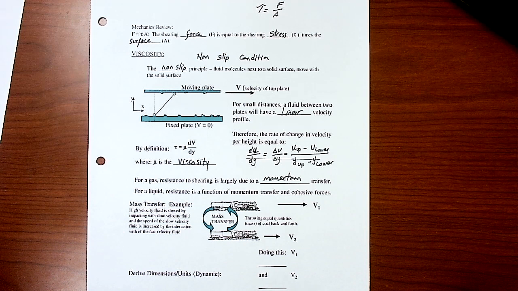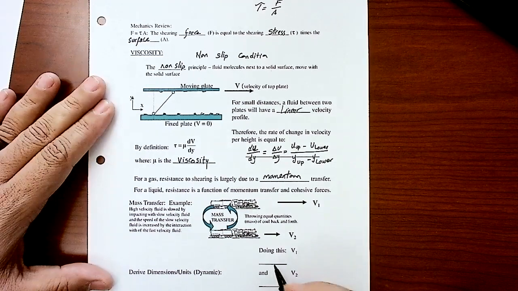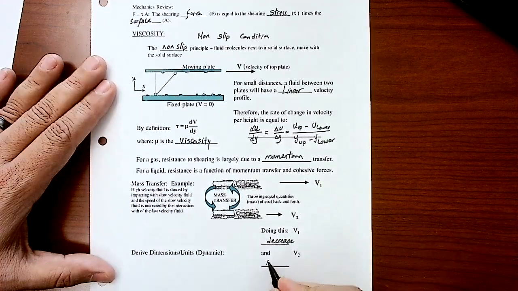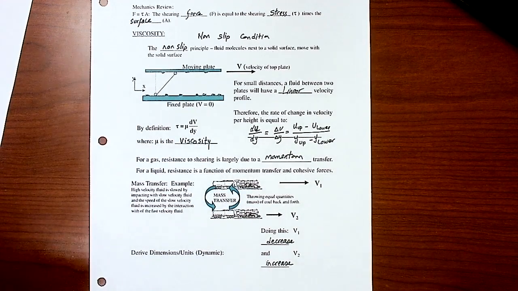So doing this, V1 is expected to decrease. Why? Because it lost energy, right? And V2 is expected to increase because it gained energy, right? So momentum transfer, remember the basketball has a mass, it moves with a velocity, so it's actually a momentum. So momentum transfer from a high velocity body to a lower velocity body should slow the faster one and increase the velocity of the second one.